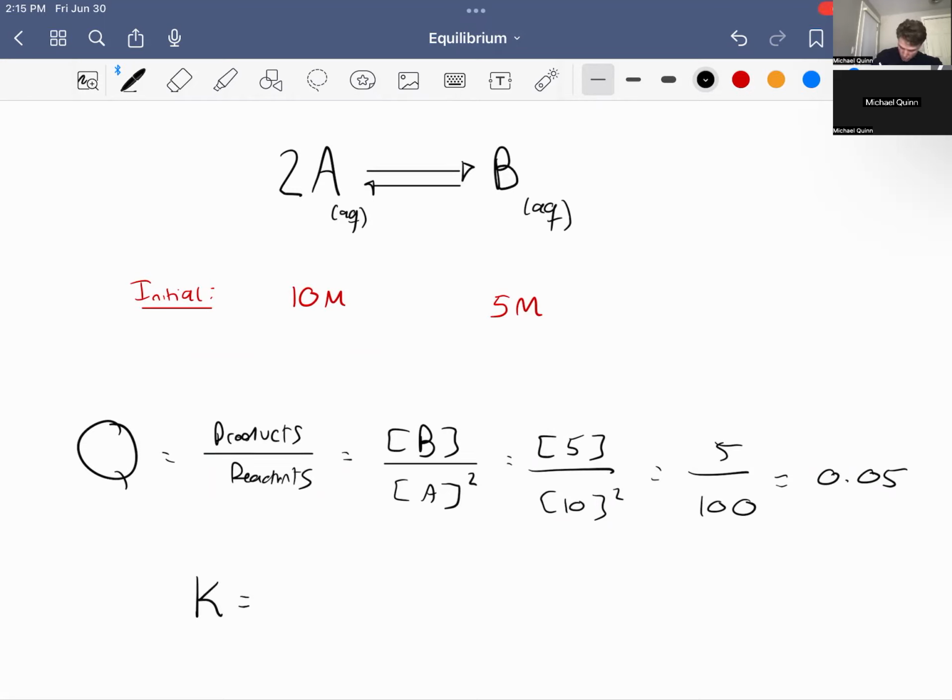Now, what happens if a question or some given scenario has the value of K equal to 2? So we'll say the products over reactants, which is still equal to B over A squared, because Q and K are the same expression. But instead, what we need to find is one of these concentrations. Maybe we want the concentration of B at equilibrium. If we are given the K value, maybe the K value is 2.